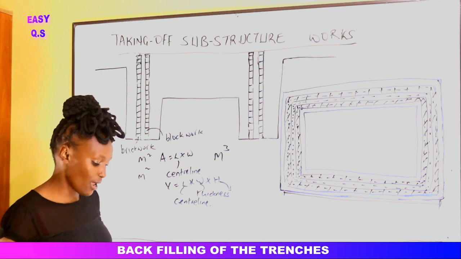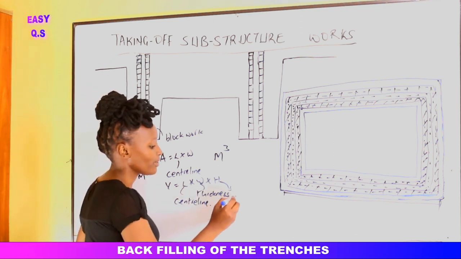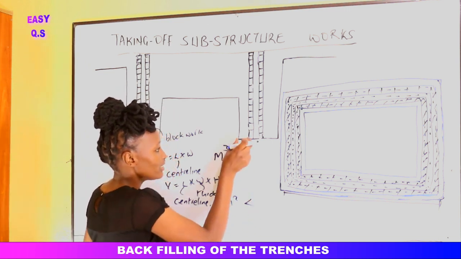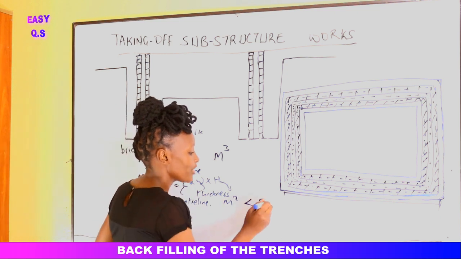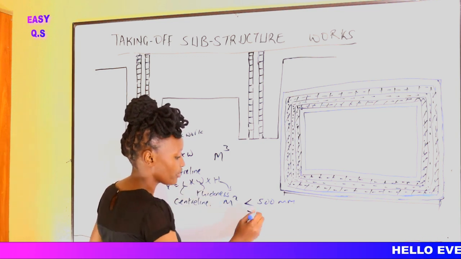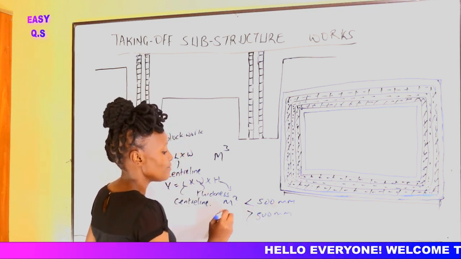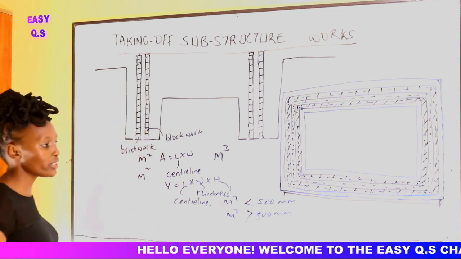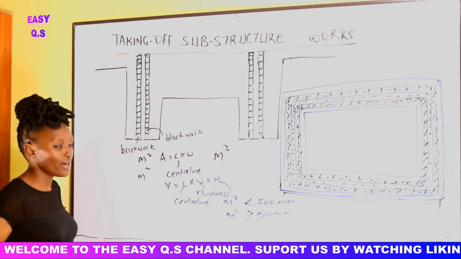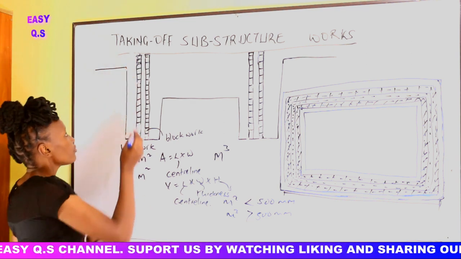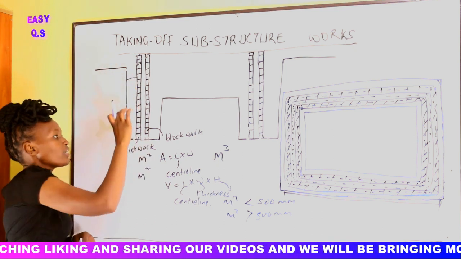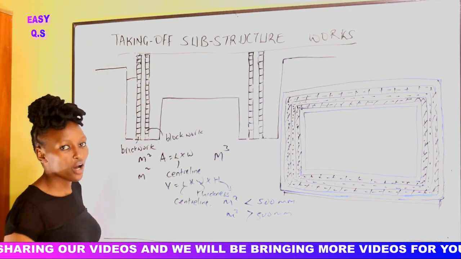How do we measure the backfilling? We are told to measure it in meters squared. The NRM2 states that we should measure it in meters squared where the thickness, the spread, is less than 500 millimeters. Then where the spread is more than 500 millimeters, we should measure it in meter cubic. So let's see how we do it. To fill the soil, this outside here, up to where should we fill it? We should fill it up to a level here.